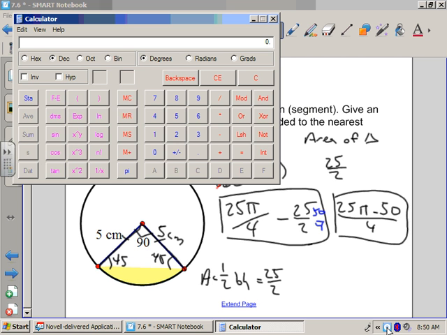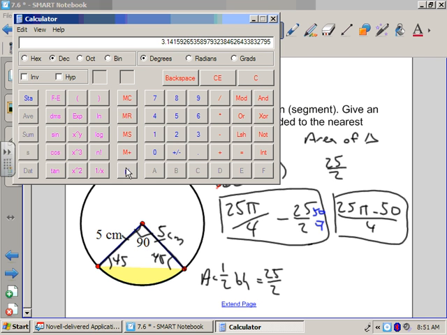All right, so let's do 25 pi minus 50 divided by 4. And let's see if that works. I haven't ever tried to use this calculator. Clearly that doesn't work. All right, so let's try this again.